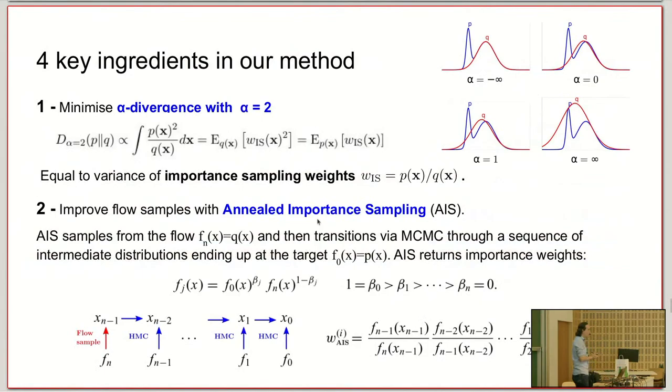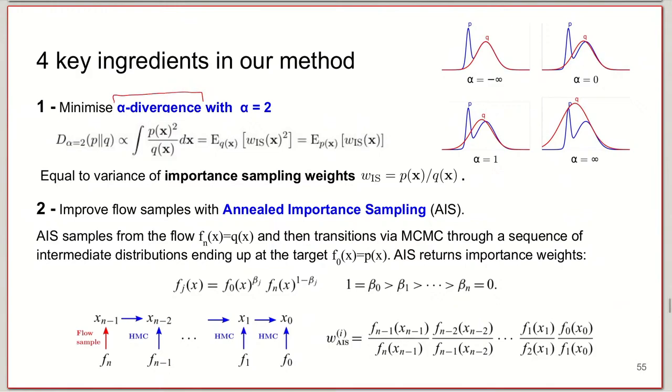What we proposed in my group is to optimize the flow using a different approach. In particular, not using this Kullback-Leibler divergence, but using a divergence called the alpha divergence. And the alpha divergence has this interesting property that it has this parameter alpha. And as you change the value of alpha, you can go from solutions that focus on covering only modes, as the Kullback-Leibler divergence, to solutions that cover more globally the target.